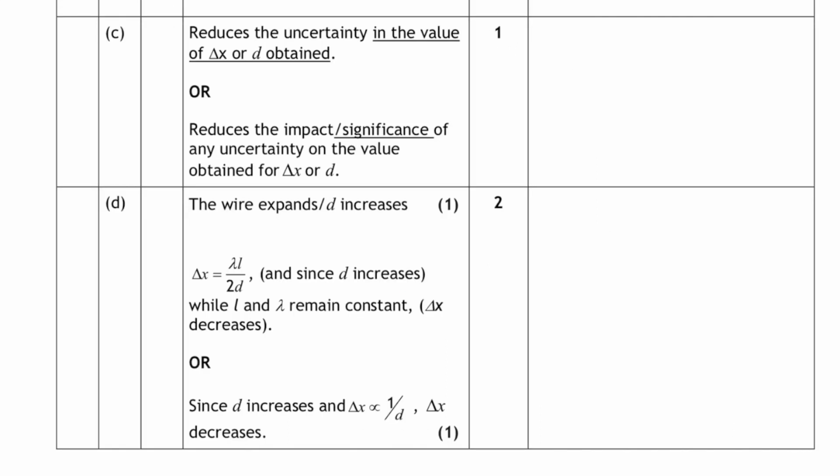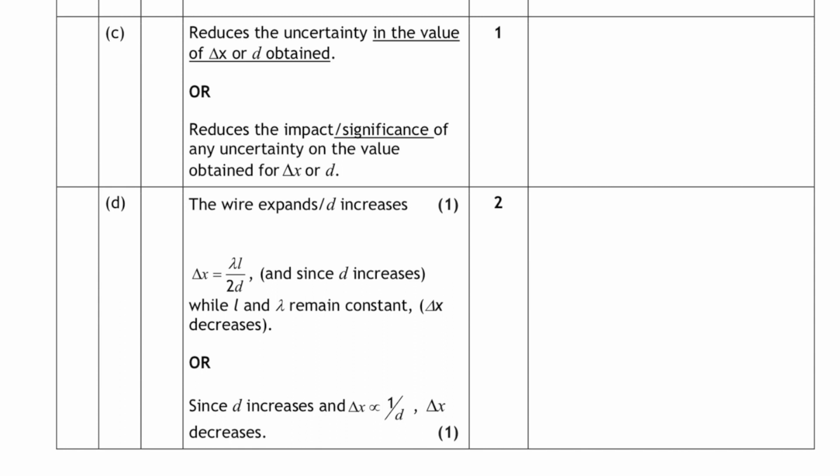There's the marking instructions for parts C and D. For part C, measuring multiple fringes will reduce the uncertainty in the value of delta x and d obtained, and in part D, 1 mark for saying the wire expands or the diameter of the wire increases, and the 2nd mark for justifying it in terms of all the other variables in the air wedge relationship. That's pretty tricky. The air wedge is always tricky.